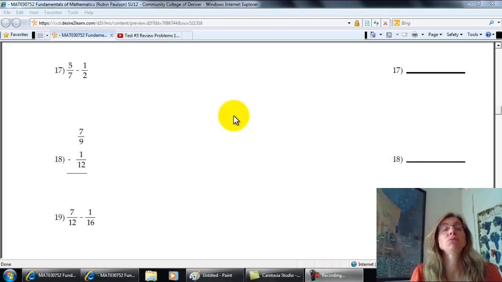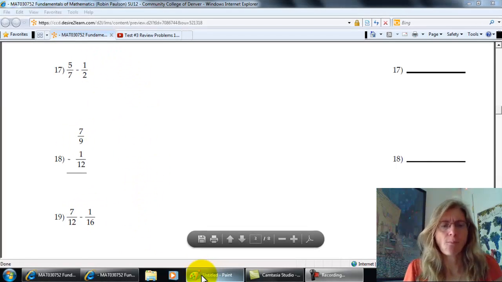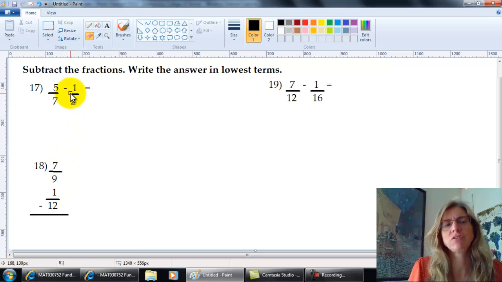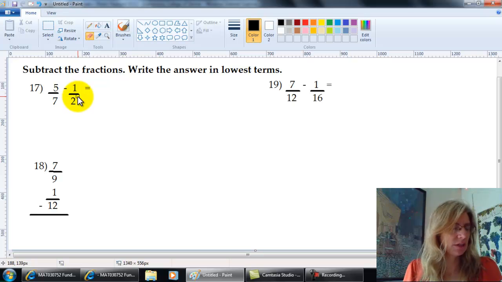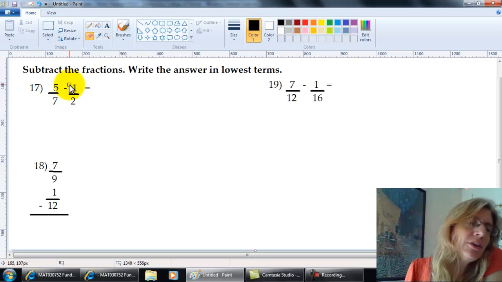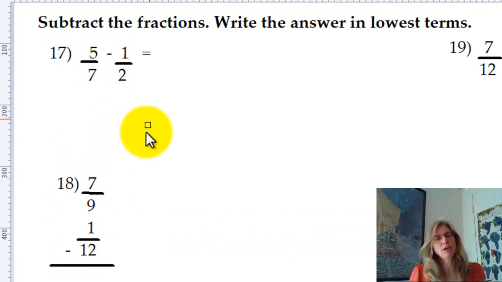This is test 3 review, and I'm still subtracting fractions. I'm doing 17, 18, and 19. So 17 and 18 are the same fractions as numbers 15 and 16. But in 15, this is set up vertically, and in 16, this problem is set up horizontally. So they've switched the direction.